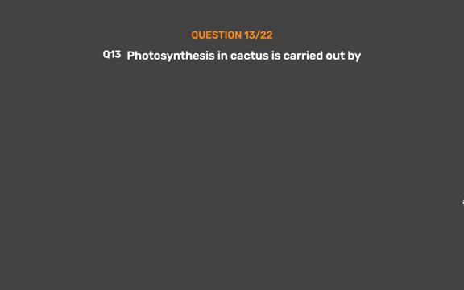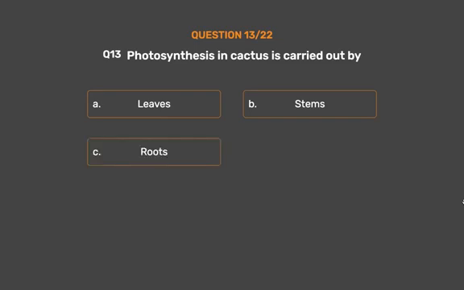Question number 13. Photosynthesis in cactus is carried out by Option A. Leaves. Option B. Stems. Option C. Roots. Option D. Spines.